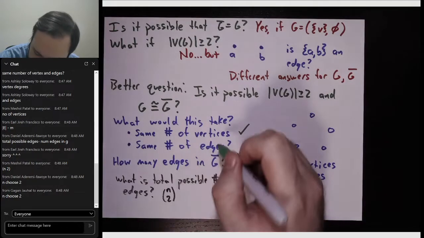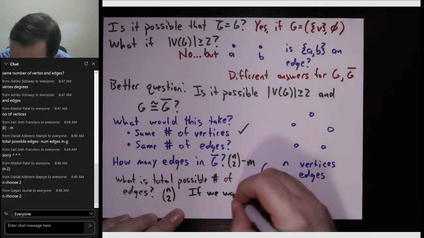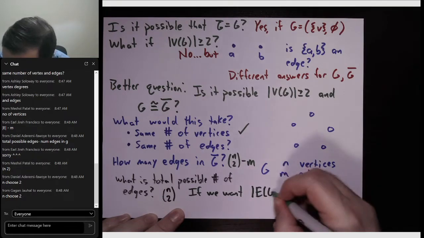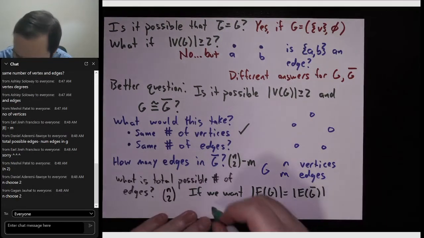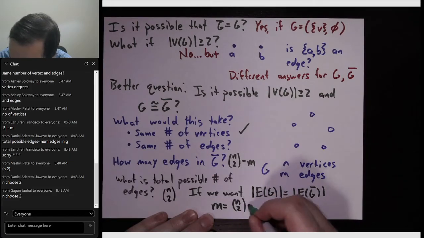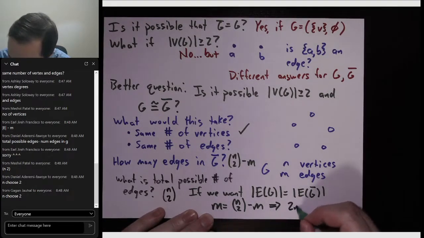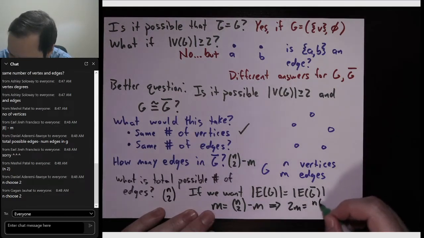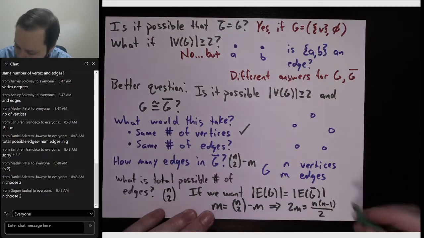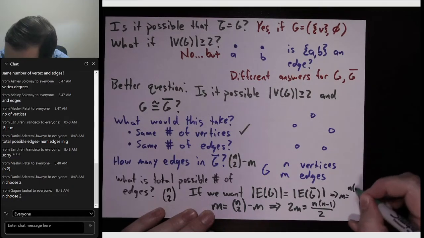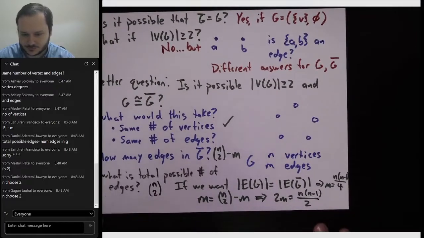And so if we want there to be the same number of edges, if we want the number of edges in G equal to the number of edges in G bar, that means that we want m equal to n choose 2 minus m, which implies 2m is equal to n choose 2, which is n times n minus 1 over 2. Or m is equal to n times n minus 1 over 4.